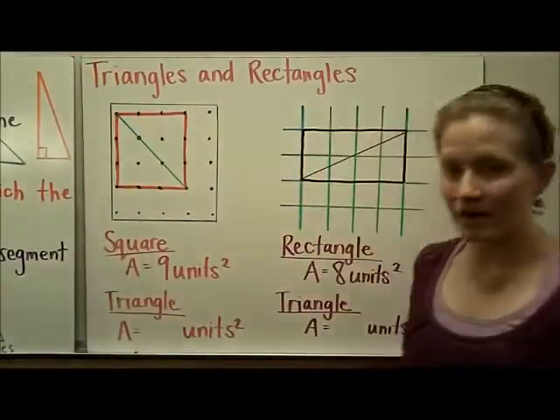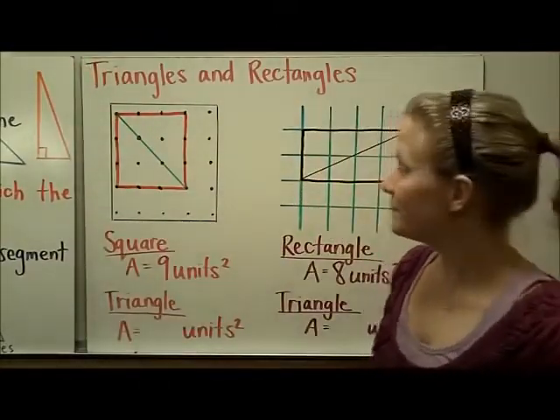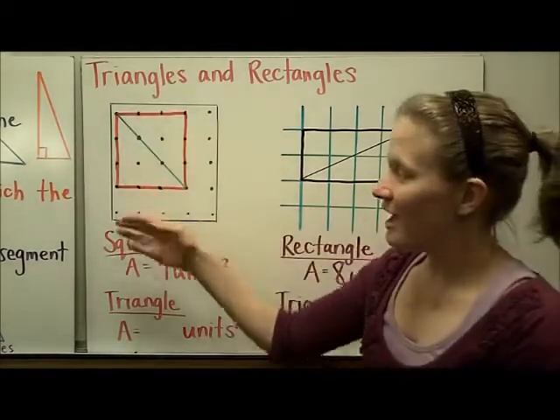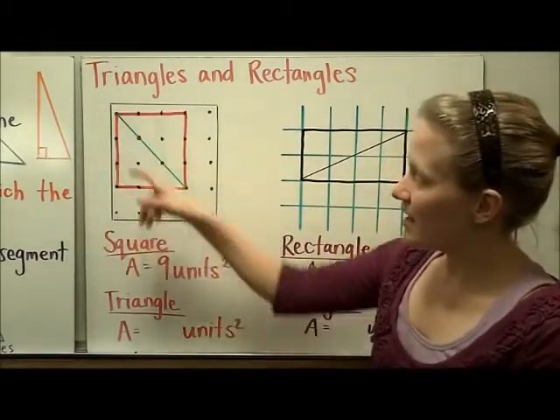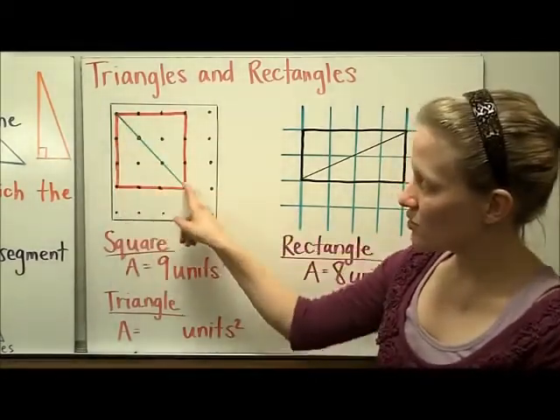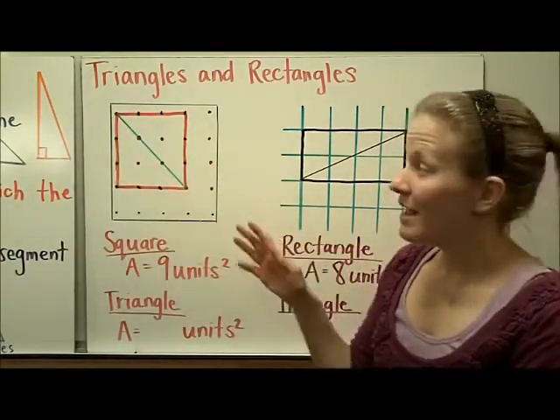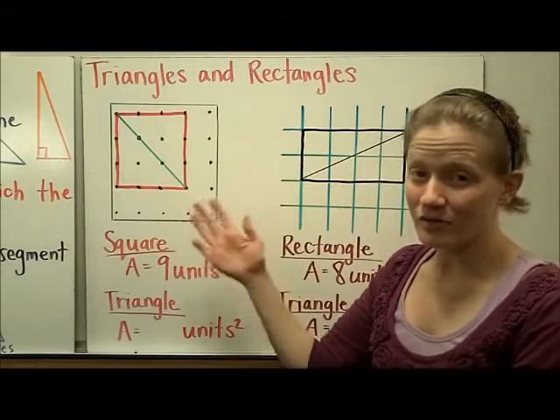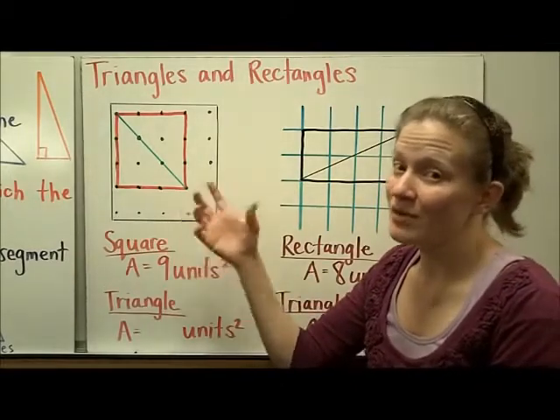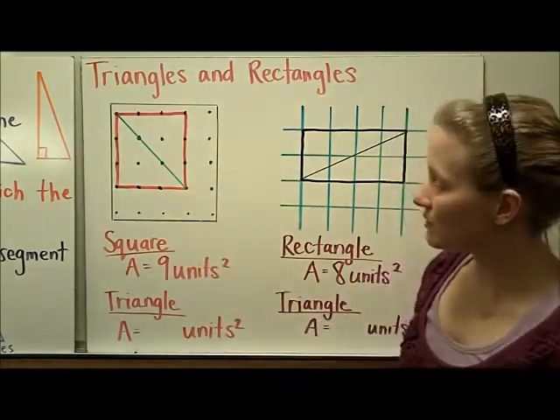Now let's see how triangles are related to rectangles. In this picture, I've drawn a geoboard and I've marked off a square with the red rubber bands, let's pretend. And remember that a square is also a rectangle. It's just a special rectangle because all of its sides are equal.